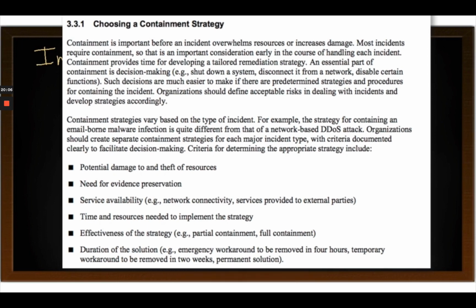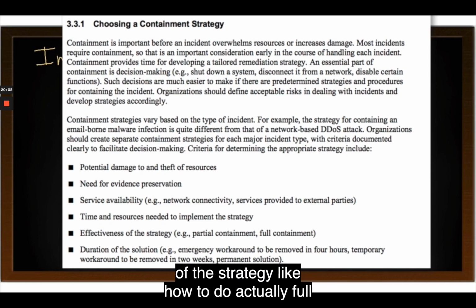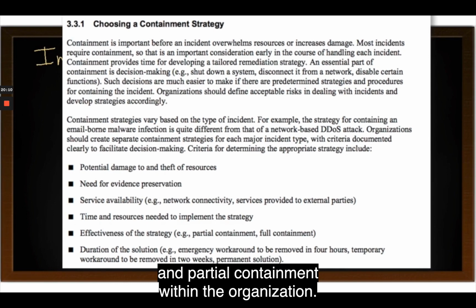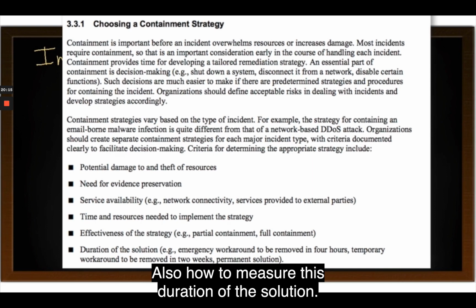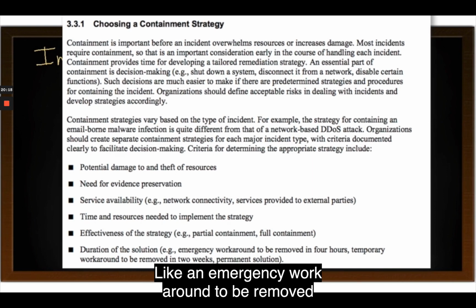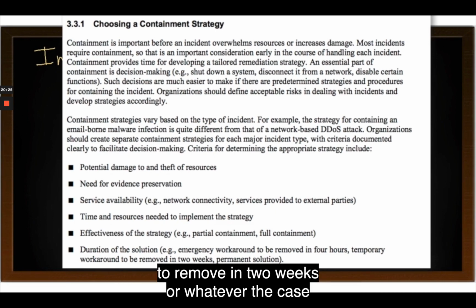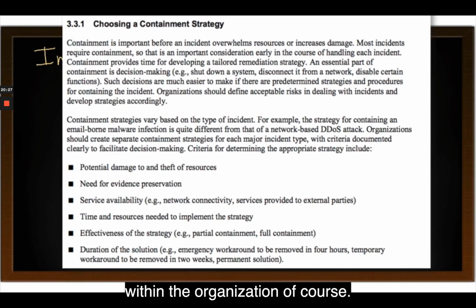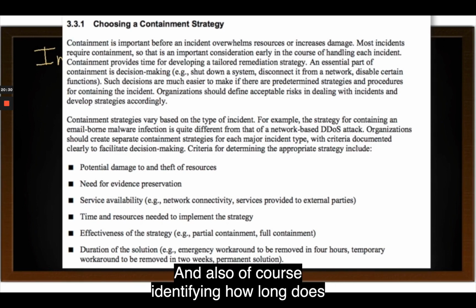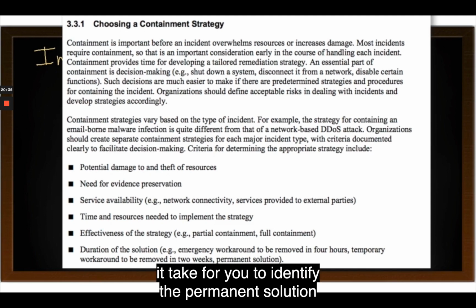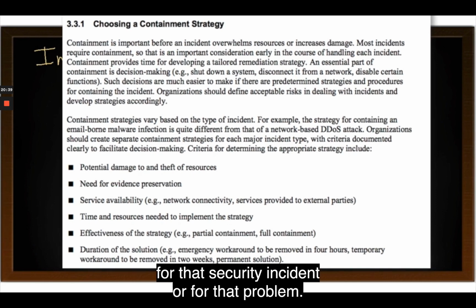and how to effectively measure the effectiveness of the strategy, like how to do full and partial containment within the organization. Also, how to measure the duration of the solution, like an emergency workaround to be removed in 4 hours, or temporary workarounds to be removed in 2 weeks, or whatever the case within the organization, of course. And also, of course, identifying how long it takes for you to identify the permanent solution for that security incident or for that problem.